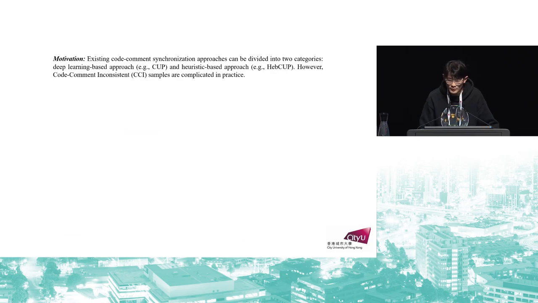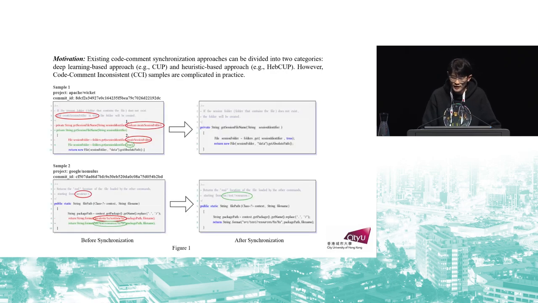Existing code comment synchronization approaches can be divided into two categories. One is deep learning based approaches such as CUP, and another one is heuristic based approach such as HEBCUP. However, CCI samples are complicated in practice. A single type of approach is not enough to accurately synchronize all comments when the associated code is constantly evolving in various manners. Samples one and two are exactly the typical examples.